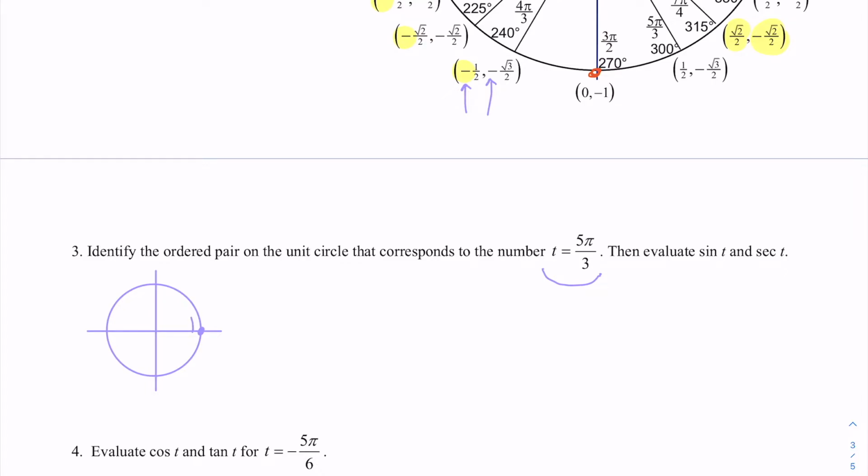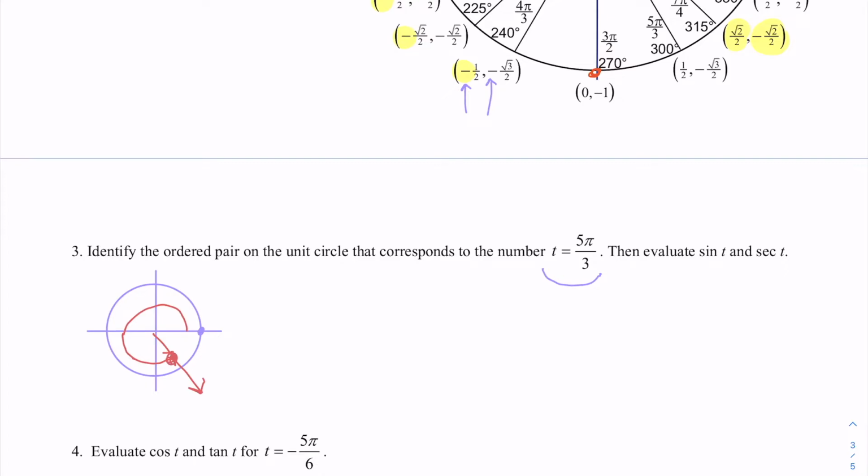And come around here, there's 3π/3, and we're going to keep going. There's 4π/3, and there's 5π/3. So there is our value for t.